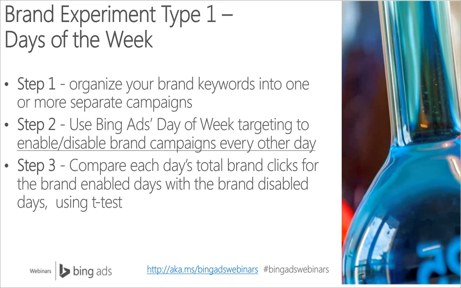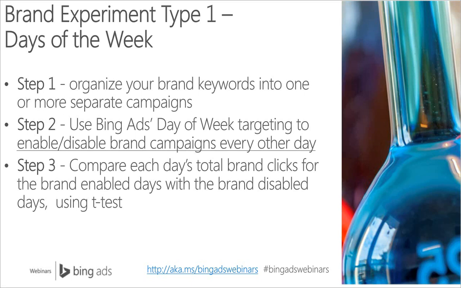And then you run this for at least 2, maybe 4 weeks. It's got to be an even number of weeks. Then you compare each day's total brand clicks for the brand-enabled days with the brand-disabled days using a T-test. And as MJ mentioned, there's already a template for this. You can just fill in the numbers into the Excel template, and it will do a calculation and tell you if the results are significant. Yeah.